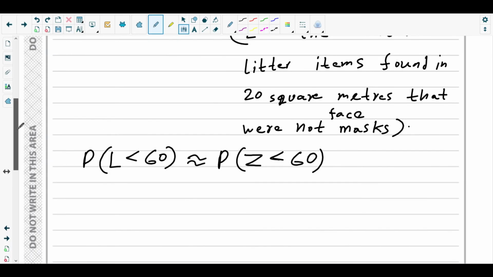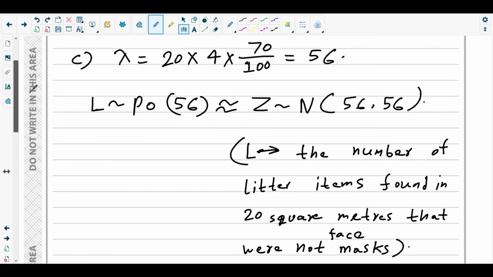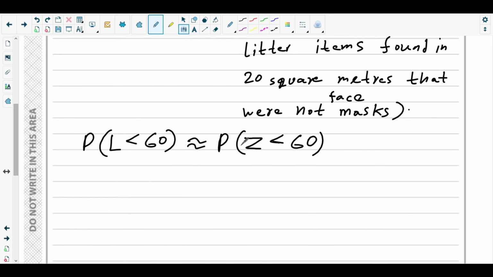Now this is a very important concept. We are approximating a discrete distribution using a continuous distribution. Normal distribution is a continuous distribution. So for approximating a discrete distribution using a normal distribution, definitely we will need to do continuity correction.